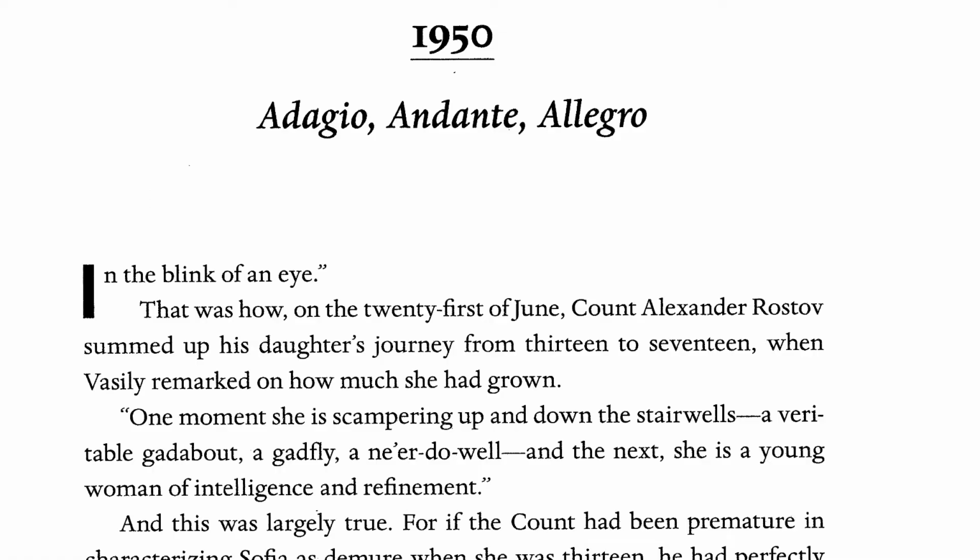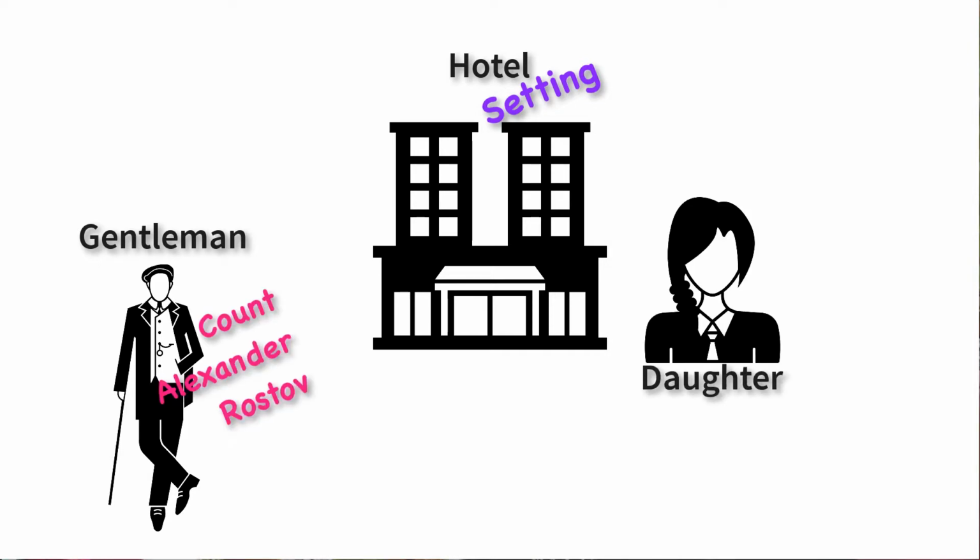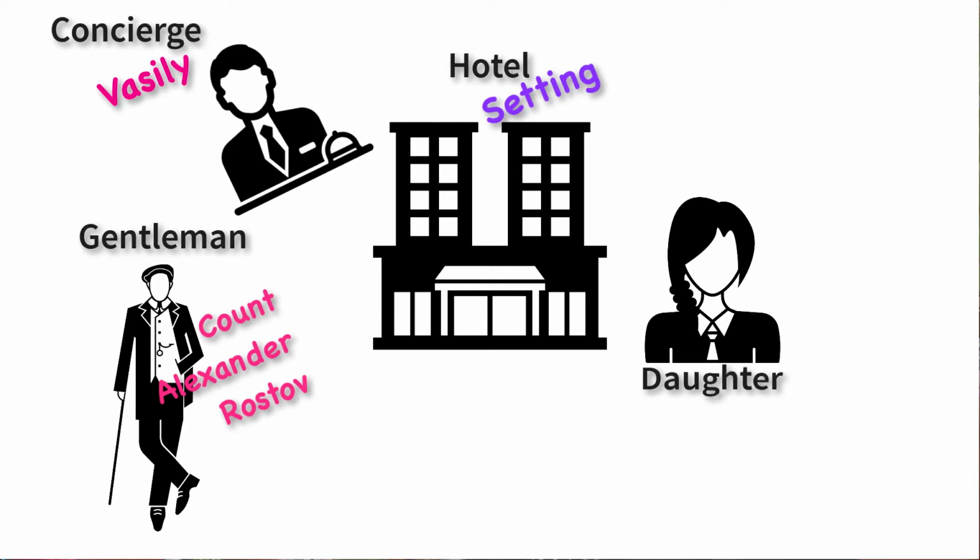Adagio Andante Allegro. In the blink of an eye, there's a lit device right there. That was how on the 21st of June, Count Alexander Rostov, the main character, summed up his daughter's journey from 13 to 17, when Vasily, one of the employees at the hotel, remarked on how much she'd grown.